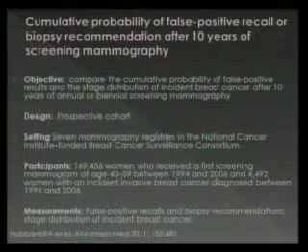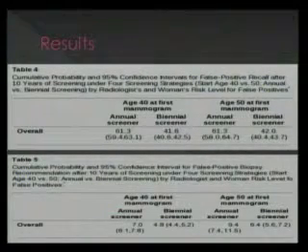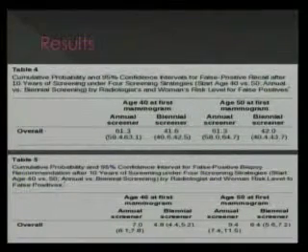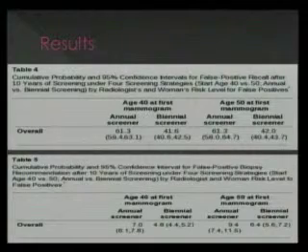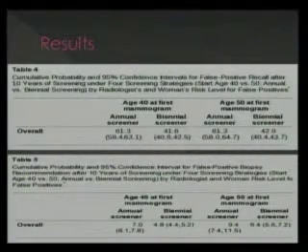So what they're measuring is the false positive recalls and biopsies. Here you can see they're comparing the women aged 40 versus 50, and whether they were screened annually or biannually. You can see that there was about a 61% chance of having a false positive in the 40-year-olds and in the 50-year-olds. However, when you look at screening every 2 years, it goes from 61 to about 41%.